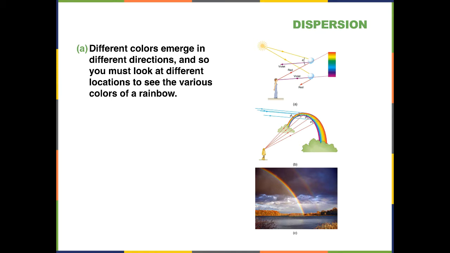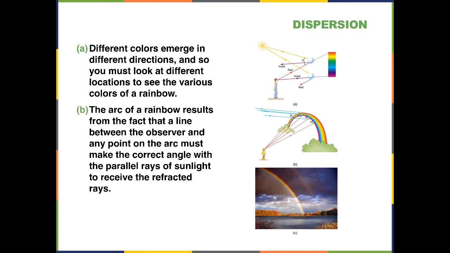And so at the top here, you see that different colors emerge from different directions, and that you have to look at it in various ways and in various locations in order to see the various colors. The rainbow arc results from the fact that the line between the observer and any point on the arc must make the correct angle in order to be parallel such that they can see the refracted ray. So the arc is a function of the observer.